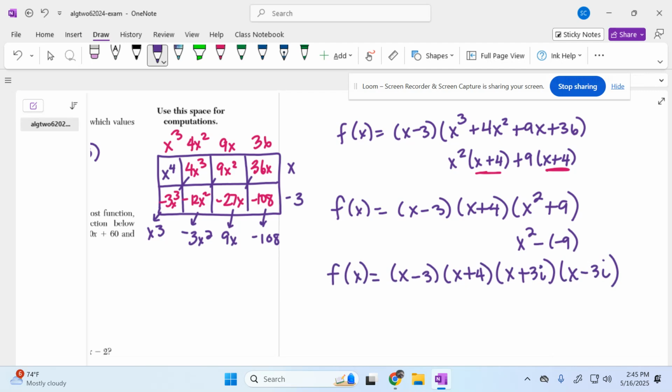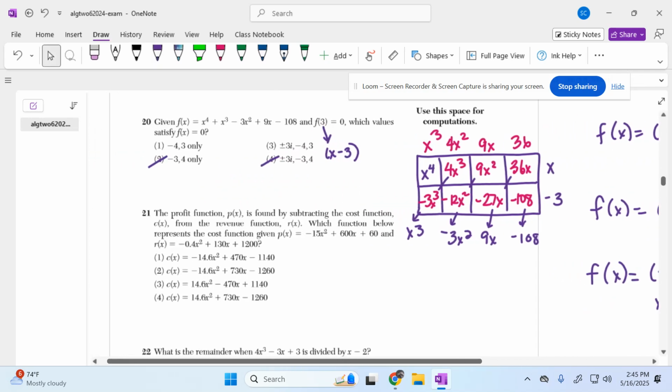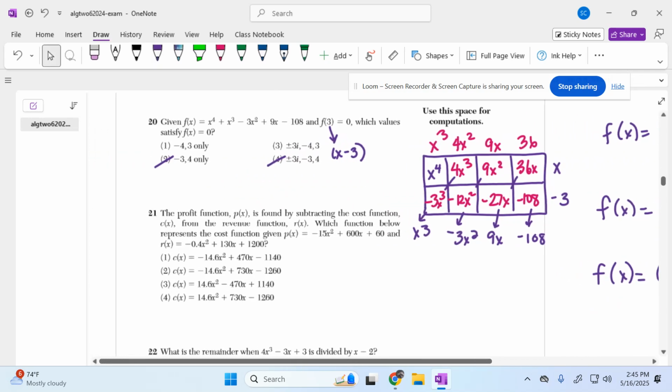Now we'll use that zero product property to set all of these factors equal to 0 to get answers of 3, negative 4, negative 3i, and positive 3i. So plus and minus 3i is going to come from those last two non-real factors. And we wind up getting our answer, which is going to be choice 3.